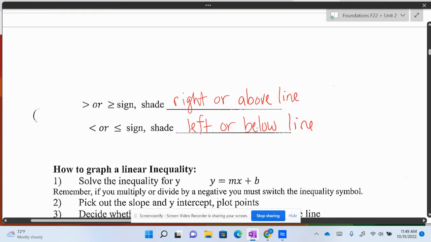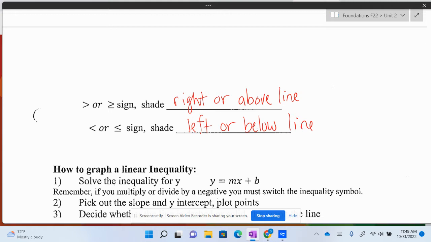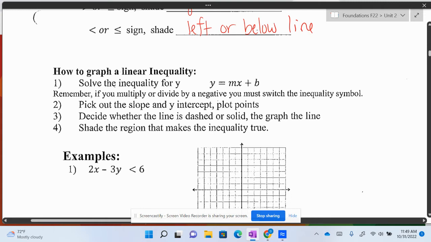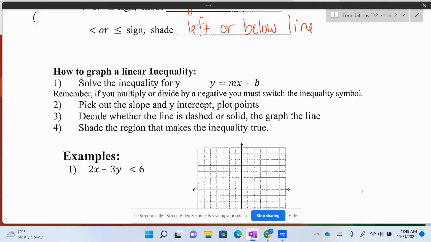So greater than means to the right or above the line. Less than or less than or equal to is left or below the line. Okay, here we go. So we're going to graph the linear inequality, and here's the method that you should always follow. The first thing that you should always do is make sure that you solve for y. Put it in y equals mx plus b. Why are we doing that? What's the purpose of that?